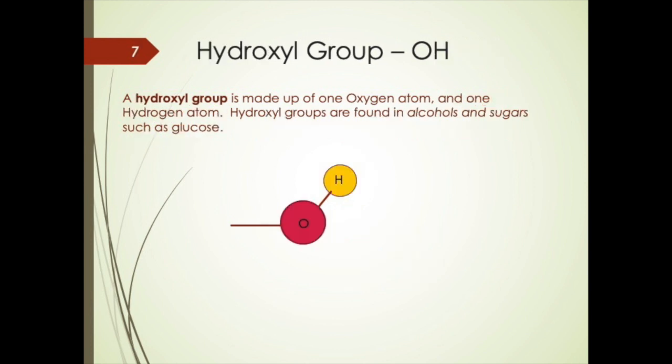Hydroxyl groups: this is an OH group, usually found on alcohols and sugars such as glucose. OH also binds as kind of a base, so like acid and base. OH gives bases its compound.